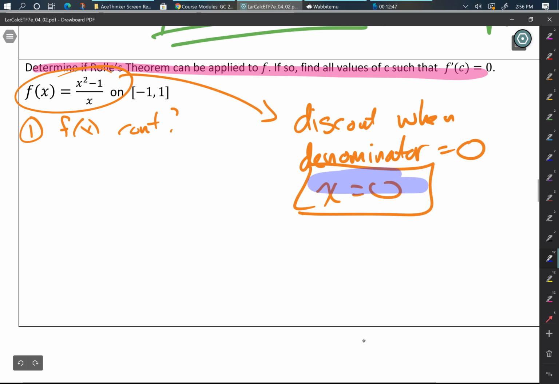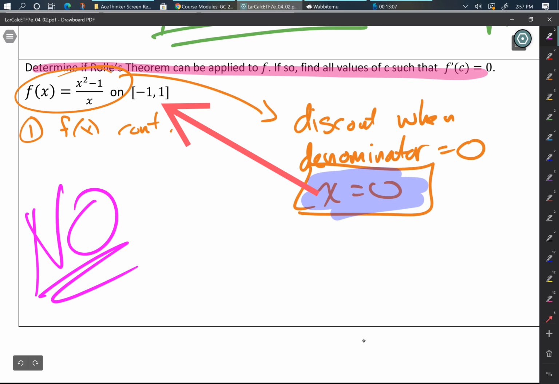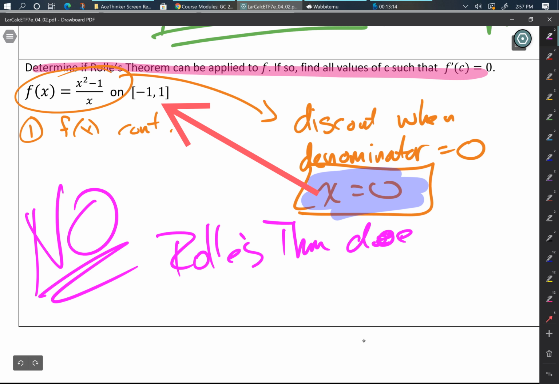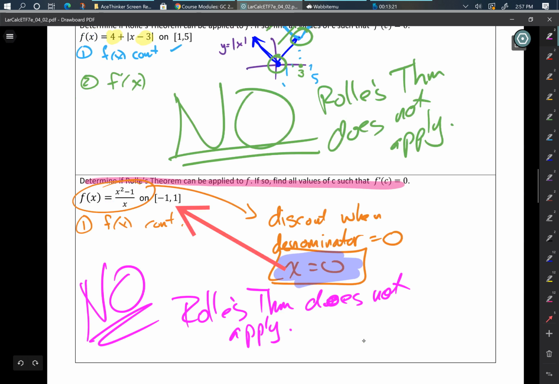Now this isn't necessarily a bad thing. It's only a bad thing if this value, 0 here, is in our interval a to b. And so is it in our interval a to b? Yeah, it's smack dab in the middle. So this is another one where we can write down the answer: no, Rolle's theorem does not apply.